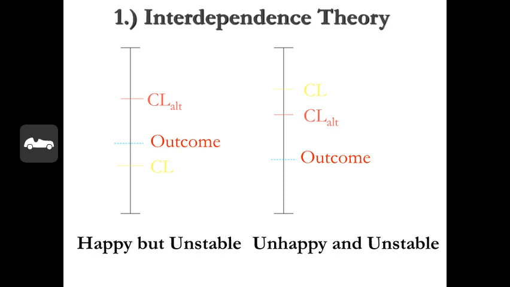So we're not happy in this relationship, and it doesn't look great that someone else could meet our needs, but they could do better than we're currently doing, right? Our comparison level for alternatives is still above the outcome of what we're currently experiencing. So even though that doesn't look super satisfying, it's still better than we're doing now. And so Thibault and Kelley would say this individual is unhappy and likely to leave their current partner.